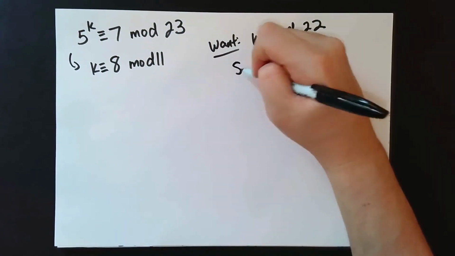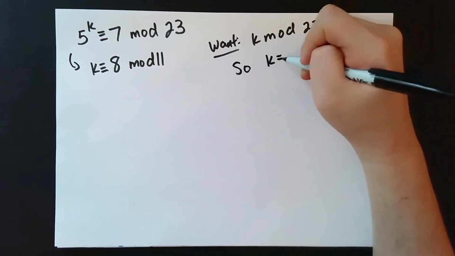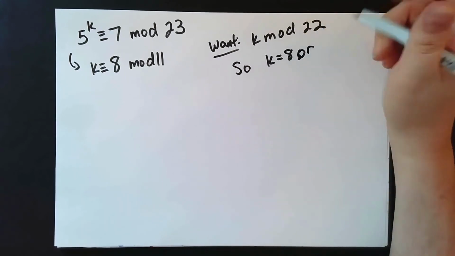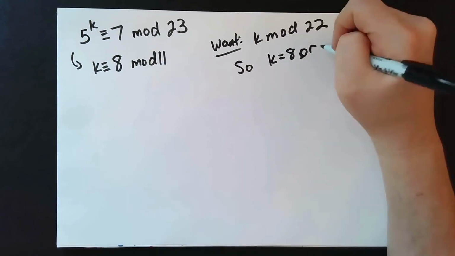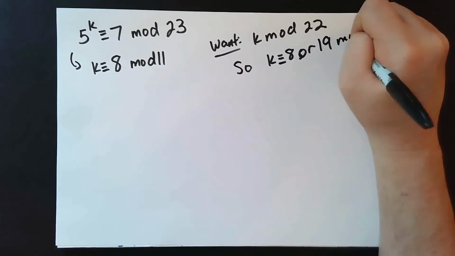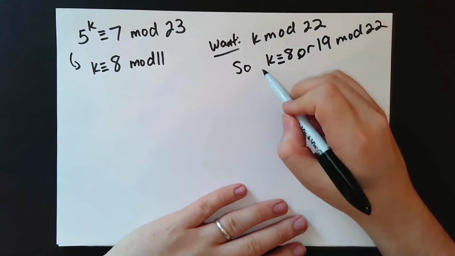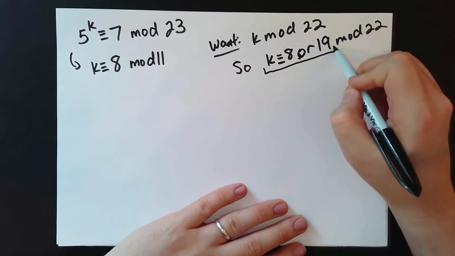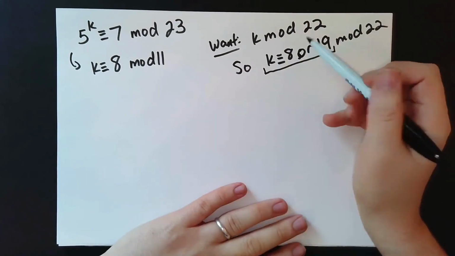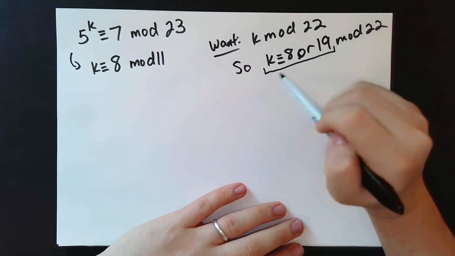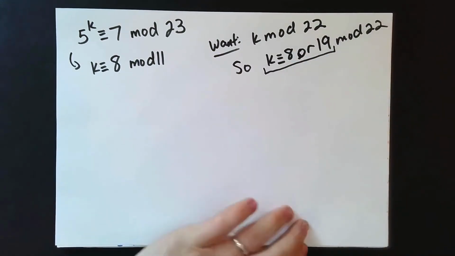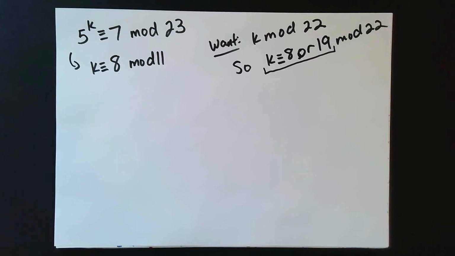Well, there's actually only two of them. Namely, the two possibilities are, well, k is actually 8 mod 22, or k is actually 19 mod 22. And these, in fact, are the only possibilities. So note, even though we got this GCD, in this case that we had to divide through, we actually still narrowed this down to two possibilities. And once we have this narrowed down to two possibilities, we can just check them.